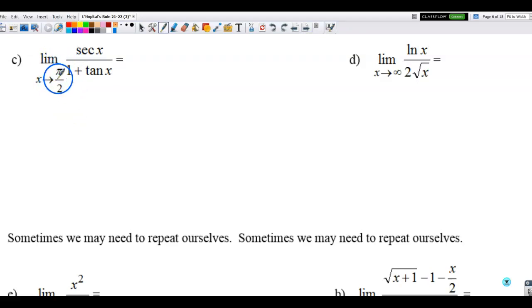For this limit problem, I'm going to try direct substitution. So I'm going to find the limit as x goes to pi over 2 of secant x, which is the same thing as the limit as x approaches pi over 2 of 1 over cosine x, and cosine of pi over 2 is 0.